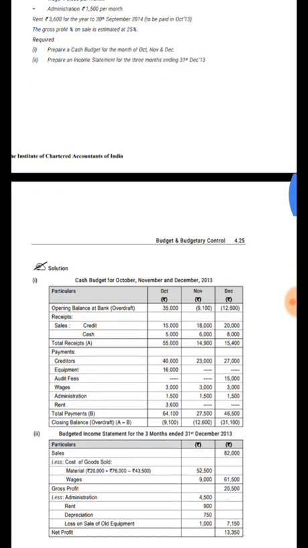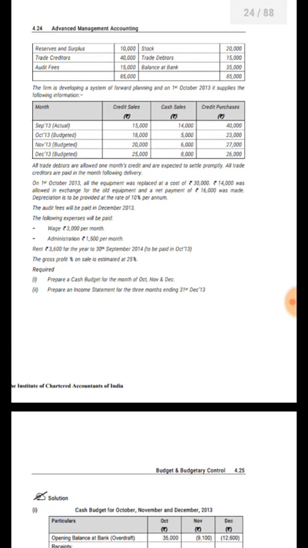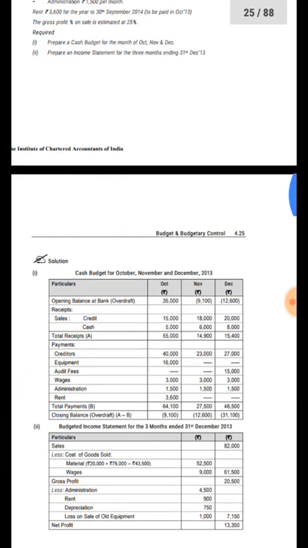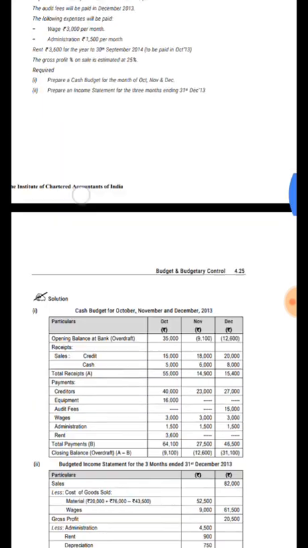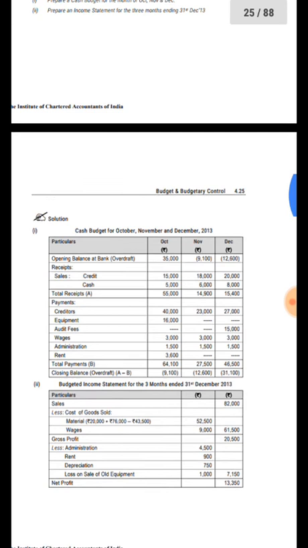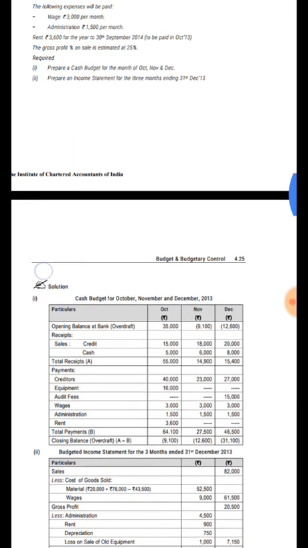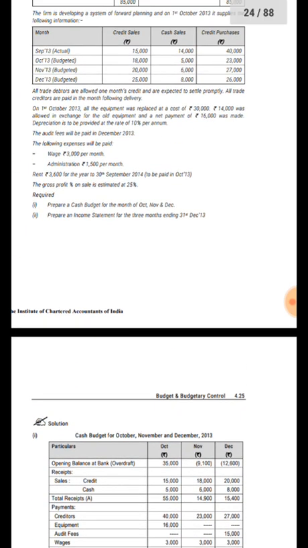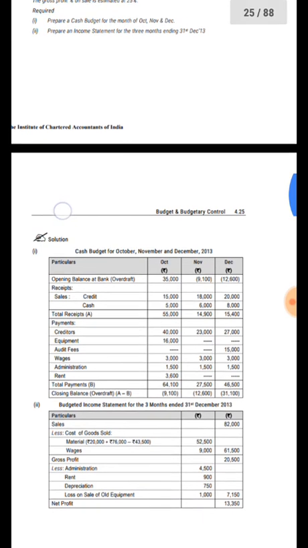So total received, just take October: 35 plus 15 plus 5, it is 55,000. Then credit will be like that only, 40,000 paid next month, no? So that 40,000. Then purchase also taken. Then we have to see this equipment we got, no, how much net cash went? 16,000. So that's 16,000.